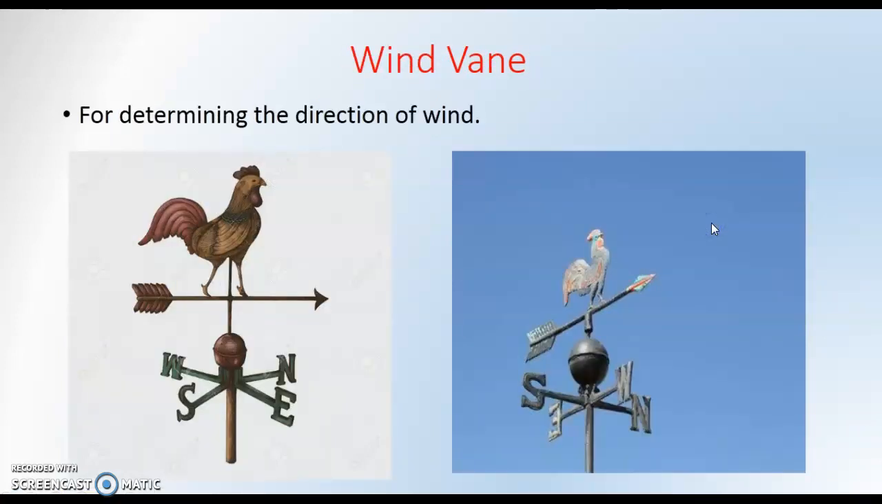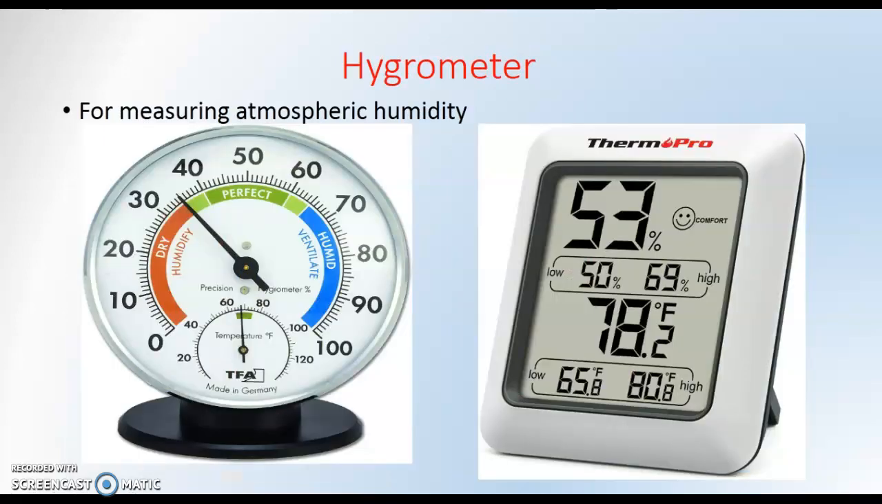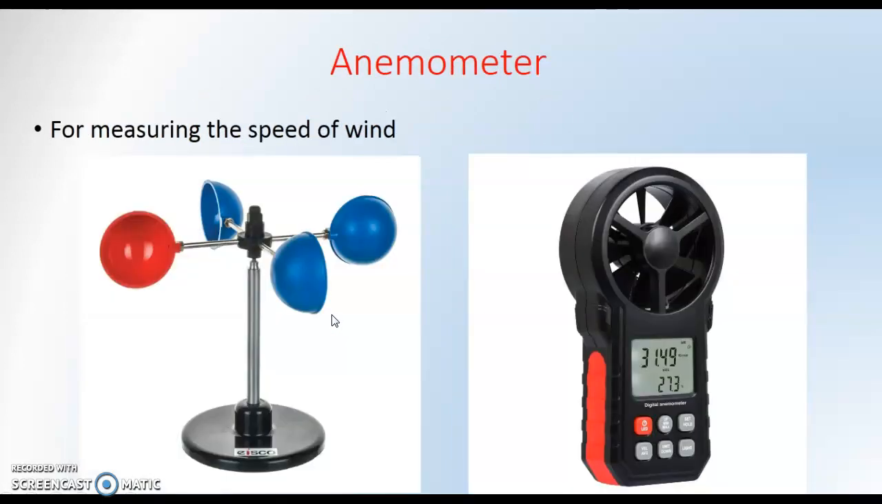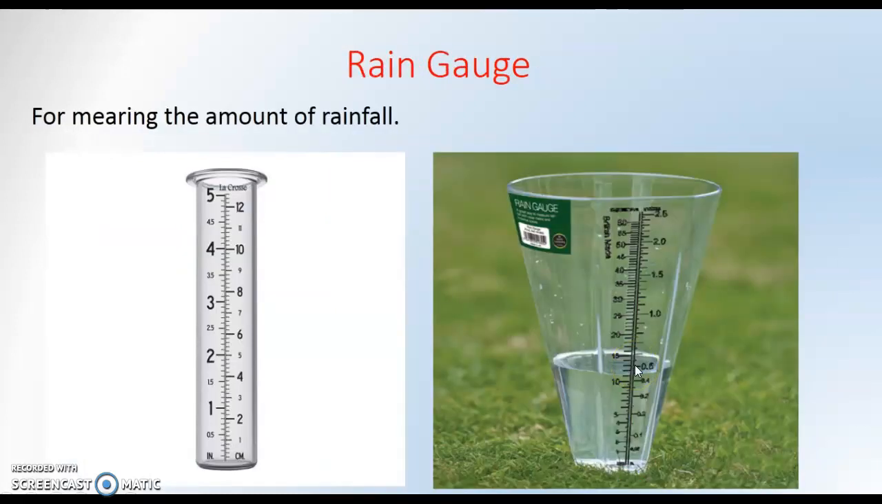Let us continue. Then we have the wind vane. The wind vane is used to measure the direction of wind. So you see we have arrows that point to the direction of the wind. We have an anemometer to measure the speed of wind. This one is the analog type. It will turn at this part here. And this one, we have the fans. The fan will turn, and then the speed of the wind will be recorded digitally. We have the rain gauge.